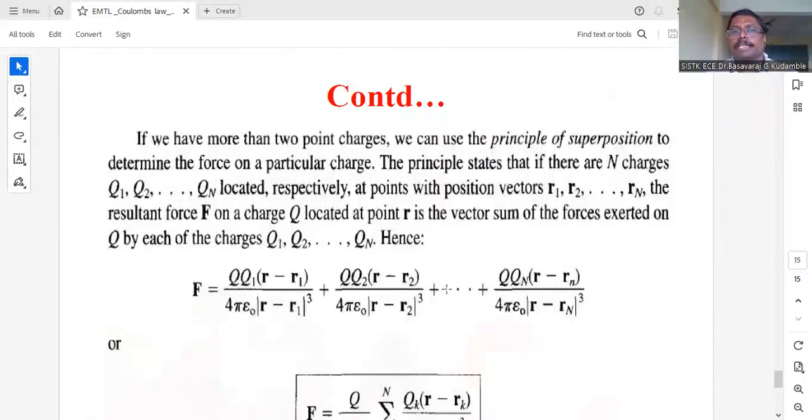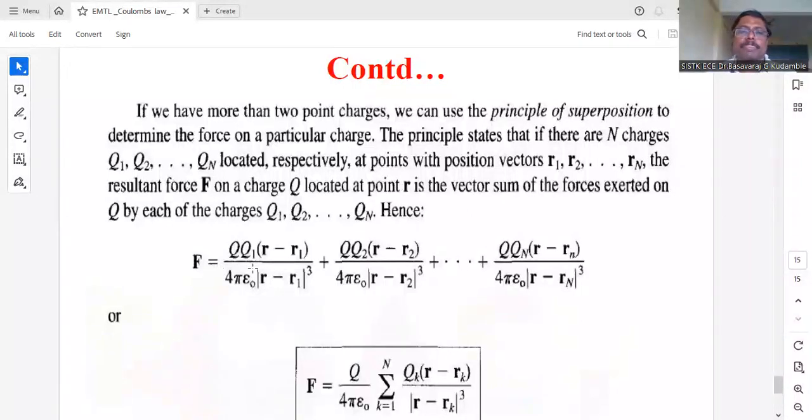Whatever we discussed till now is for 2 point charges. Now, if you have more than 2 point charges, it can be calculated with the help of the principle of superposition. The principle of superposition states that if there are n charges Q1, Q2, up to Qn located respectively at points with position vectors R1, R2, up to Rn, the resultant force F on charge Q located at point R is the vector sum of the forces exerted on Q by Q1, Q2, up to Qn.